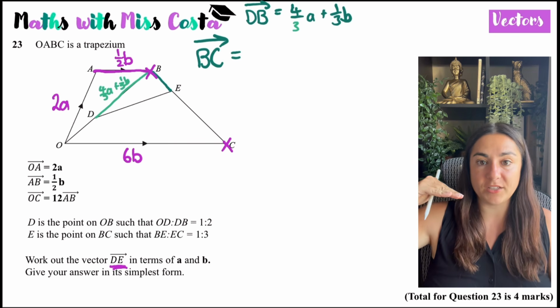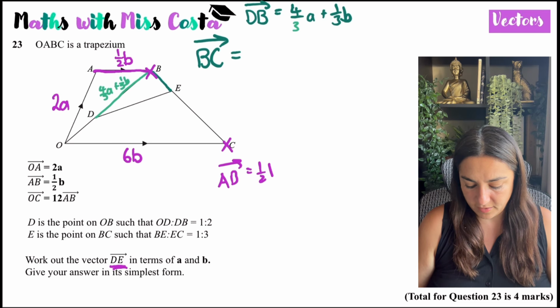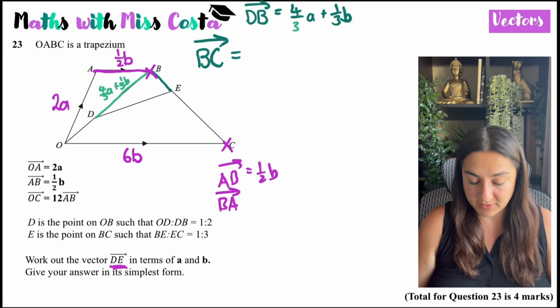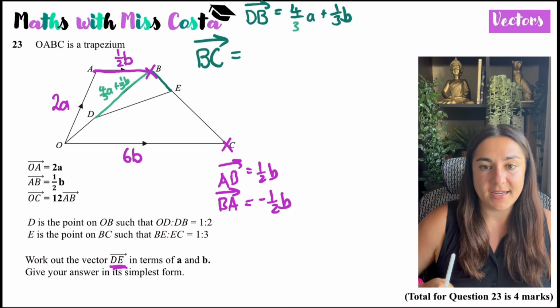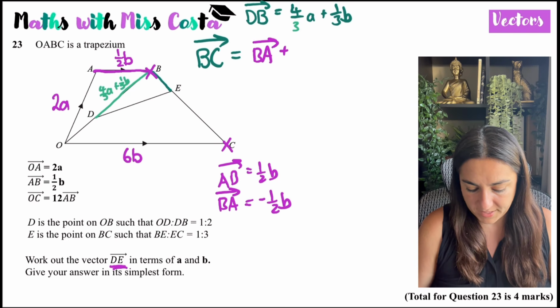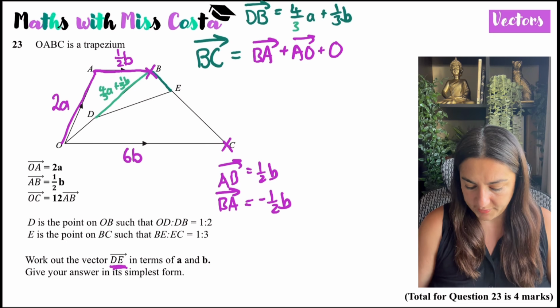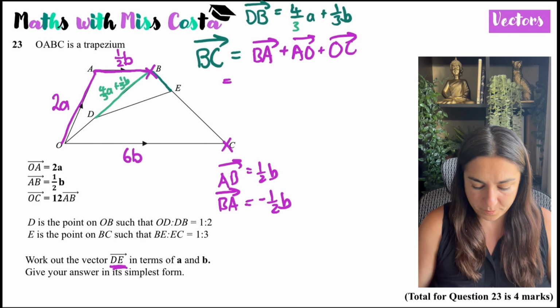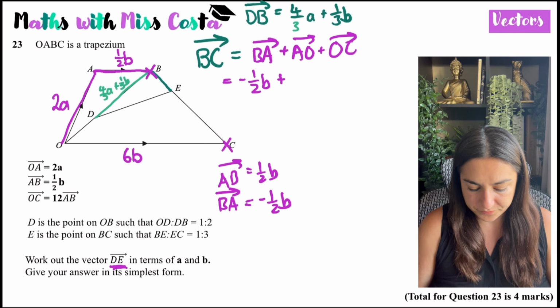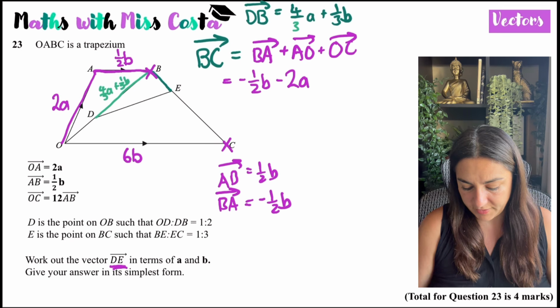So when you're changing direction, AB is a half B, but I'm now starting from B going to A, so it's going to be negative half B. So when you're changing the direction, it becomes a negative. So BC is going to be BA plus AO, which is this way, plus OC. So what are those vectors? Well, BA is going to be minus a half B, AO is going to be minus 2A because I'm reversing the direction, and OC is plus 6B.